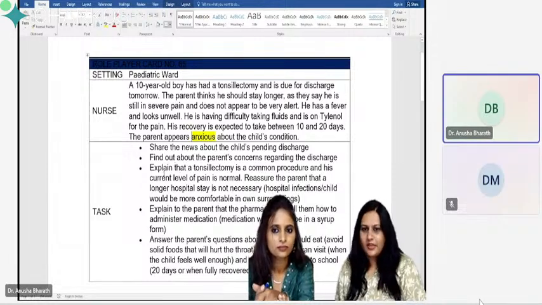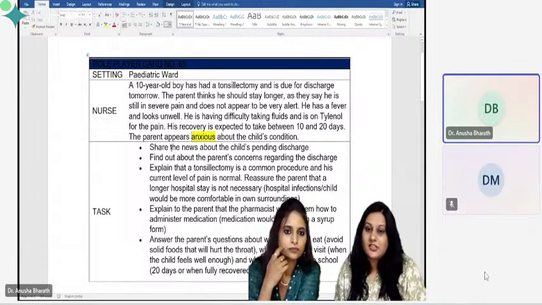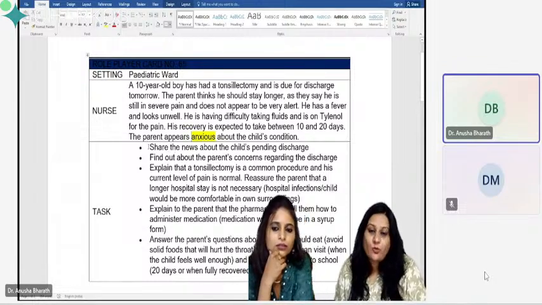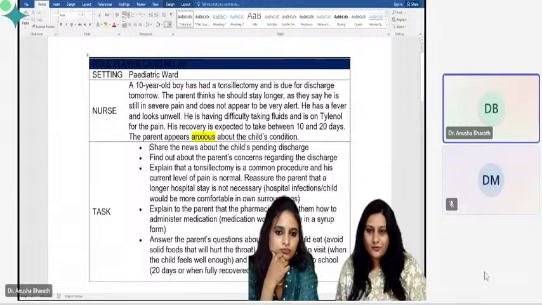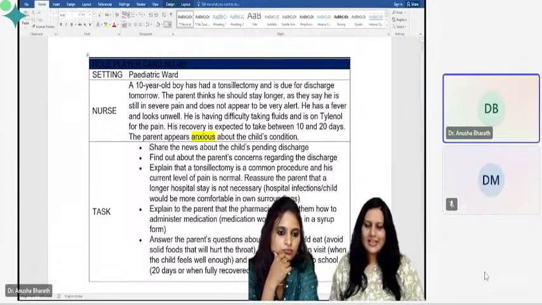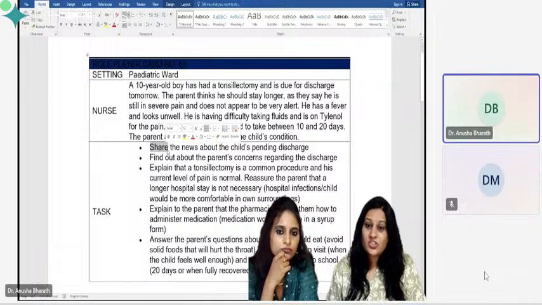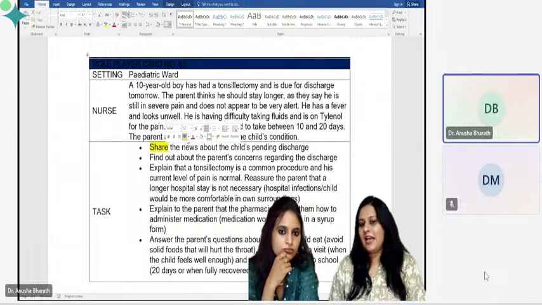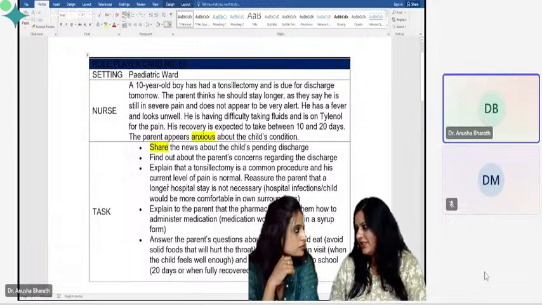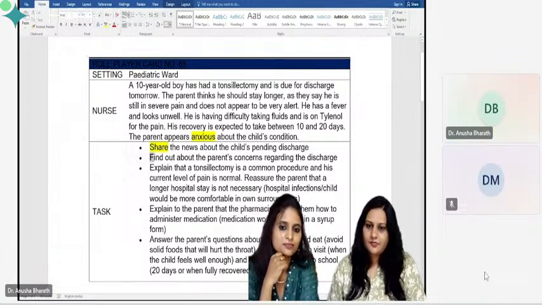Well, to start with, let us start identifying the task prompts, the keywords. So this is what you have to do. First, read it carefully and then start highlighting what is important. The first task prompt is share. You have to share the news that the child is due to discharge, and then find out.